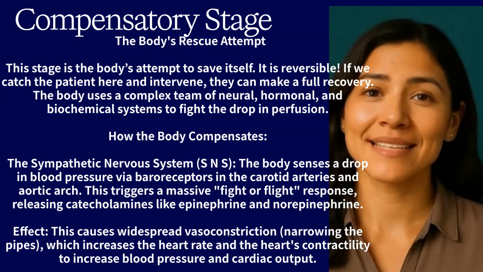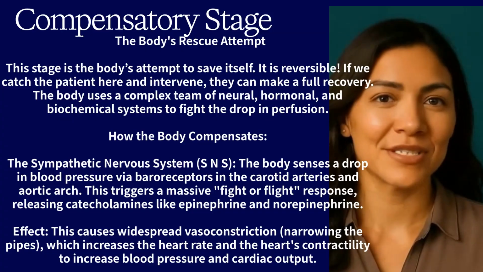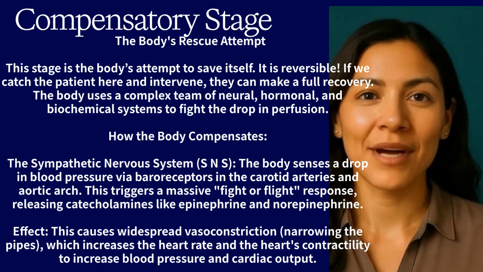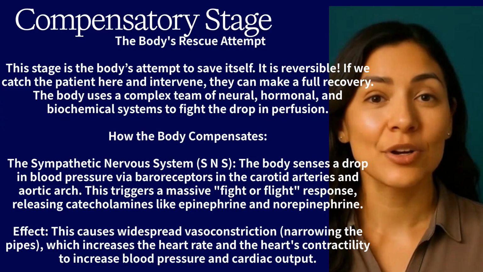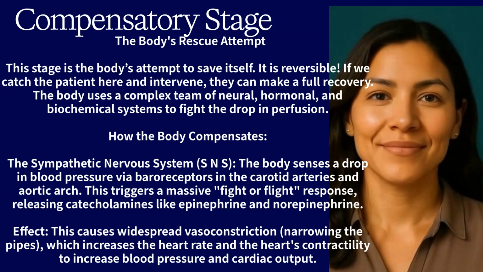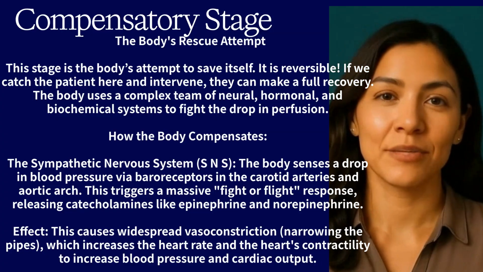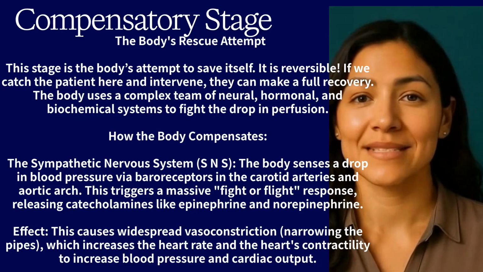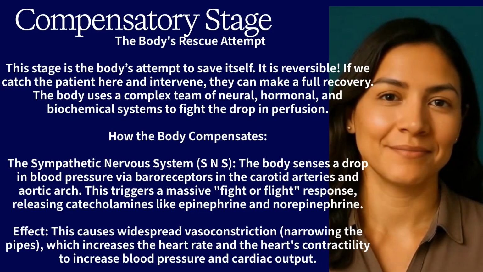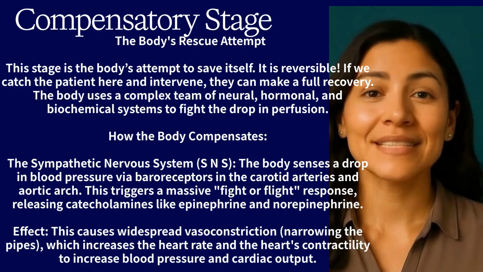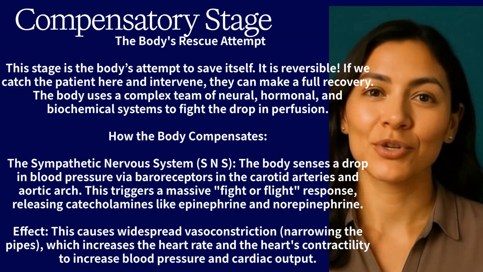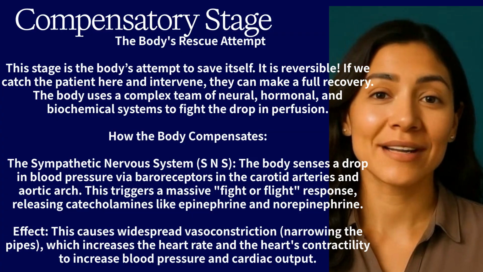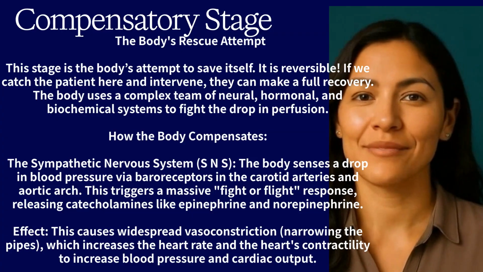How the body compensates. The sympathetic nervous system, SNS. The body senses a drop in blood pressure via baroreceptors in the carotid arteries and aortic arch. This triggers a massive fight-or-flight response, releasing catecholamines like epinephrine and norepinephrine. Effect: this causes widespread vasoconstriction, narrowing the pipes, which increases the heart rate and the heart's contractility to increase blood pressure and cardiac output.